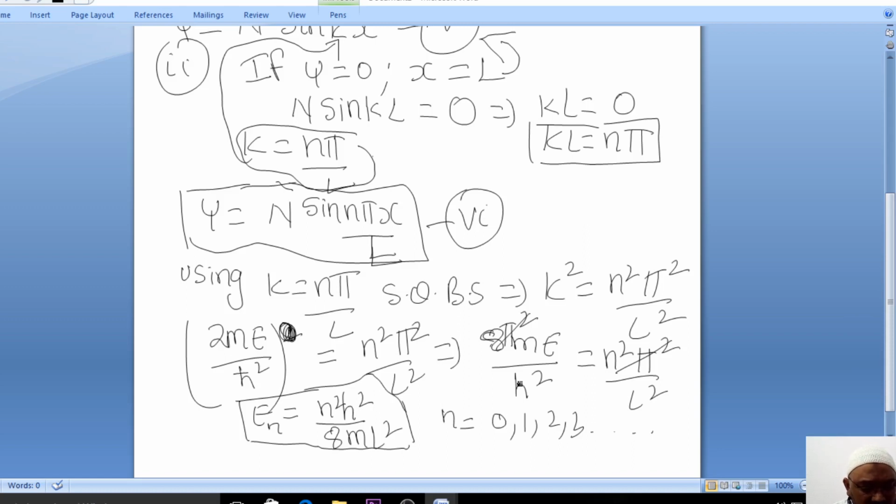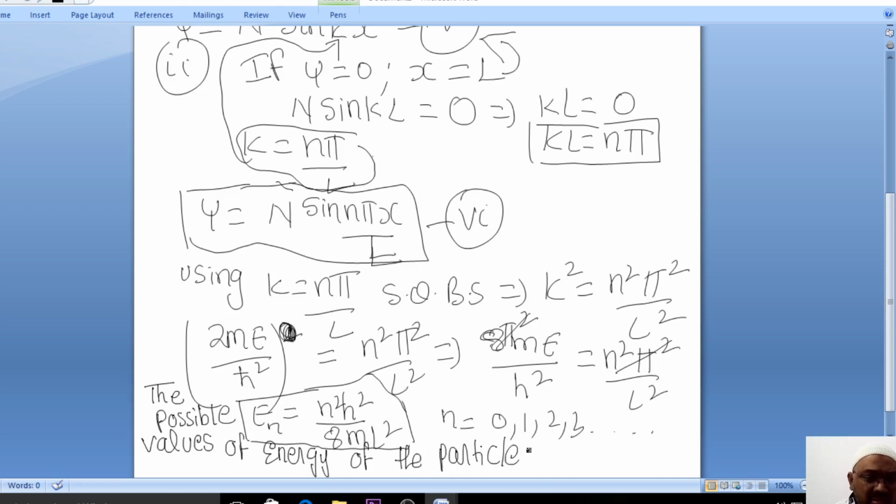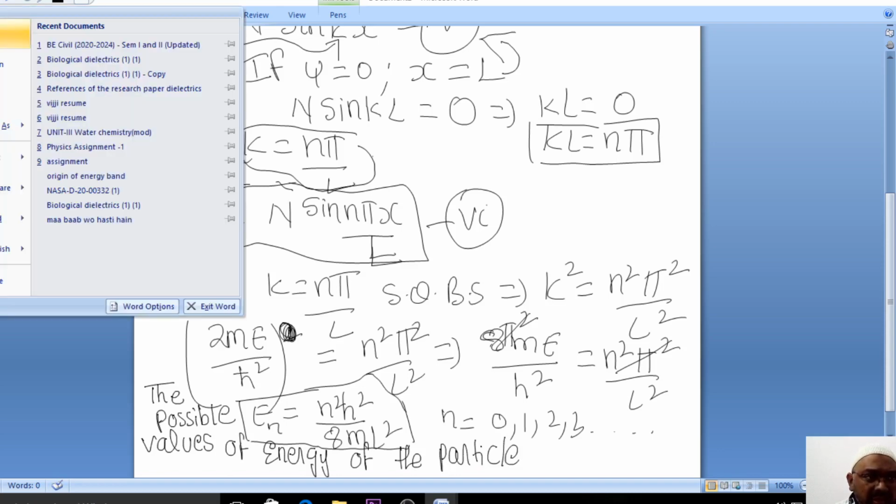Now what we are doing here is that this is the equation for allowed energy levels, and we say that these are called the eigenvalues. So these are the possible values of energy. This equation will give us the possible values of energy of the particle. This En is equal to n square h square by 8 ml square, right?